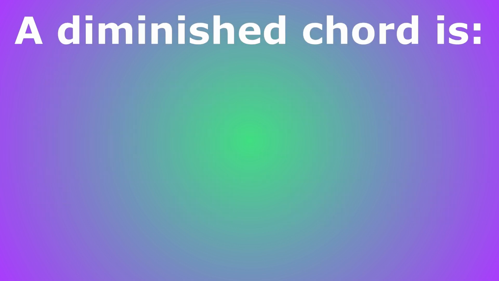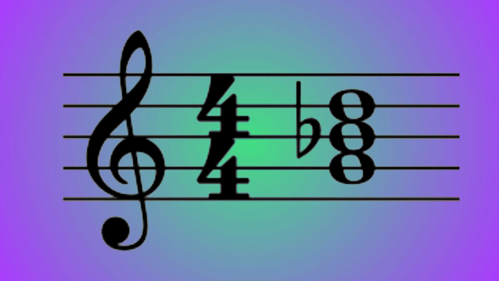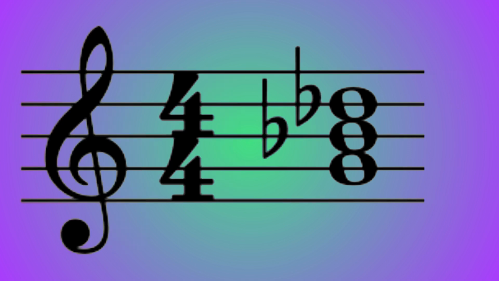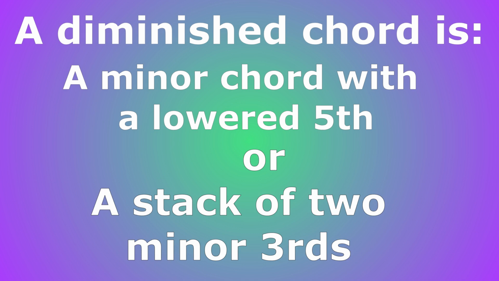A diminished chord starts as a minor chord and then you lower the fifth by one half step. Let's try and turn this G minor chord into G diminished. All that we need to do is lower the fifth of this chord by one half step, so D becomes D flat.